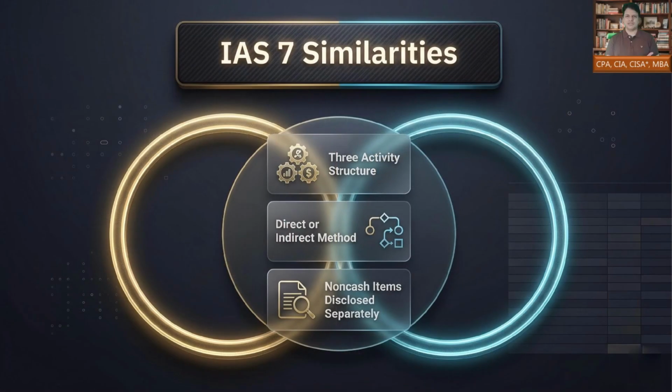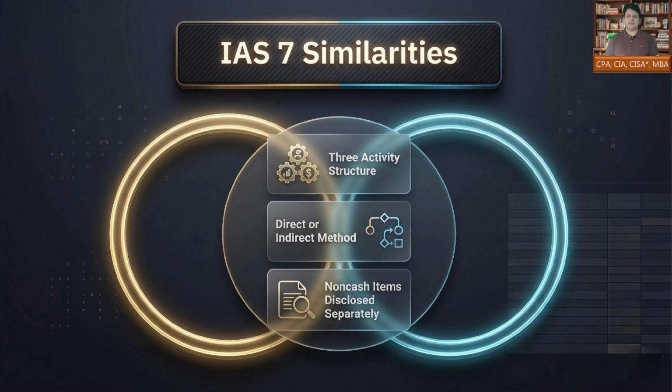Now let us bridge ASC 230 with IAS 7. The foundation is familiar. Both ASC 230 and IAS 7 classify cash flows into operating, investing, and financing activities. Both permit the direct or indirect method for the operating section. Both require significant non-cash investing and financing transactions to be disclosed separately outside the statement body. So the overall cash flow architecture is similar.